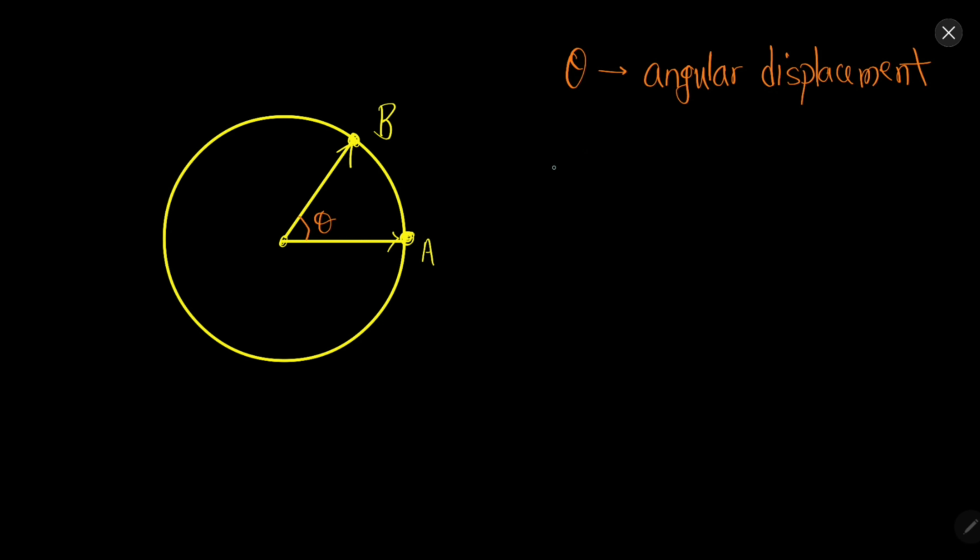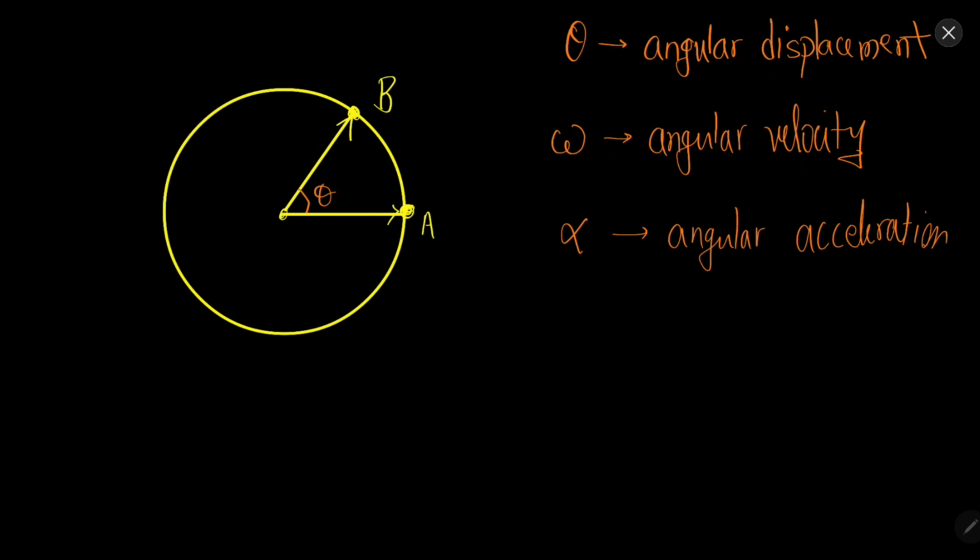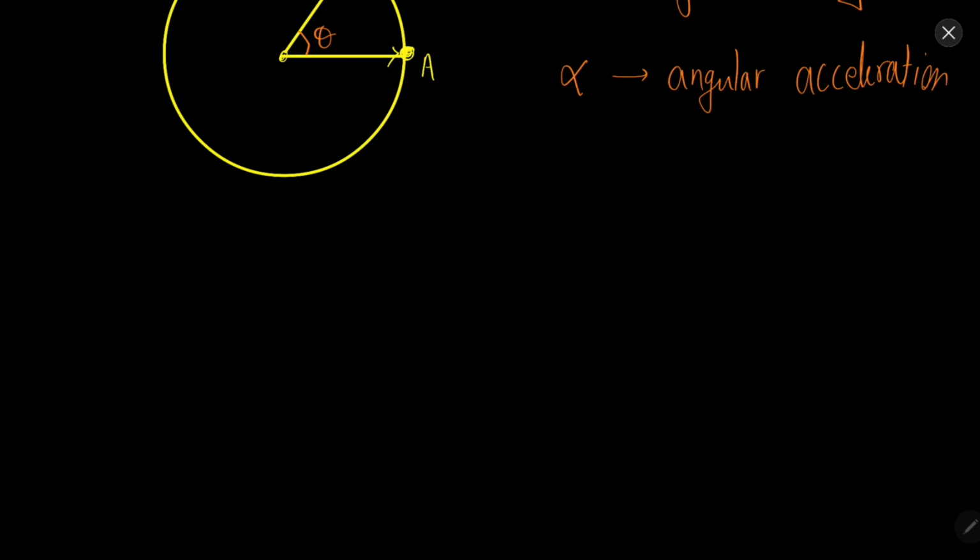Now similarly there is this one term called omega, which is called the angular velocity. Omega represents the angular velocity, that is the rate of change of angular displacement with respect to time. And then there will be this term called alpha, which will represent the angular acceleration, the rate of change of angular velocity with time. So we have angular displacement, angular velocity, and angular acceleration.